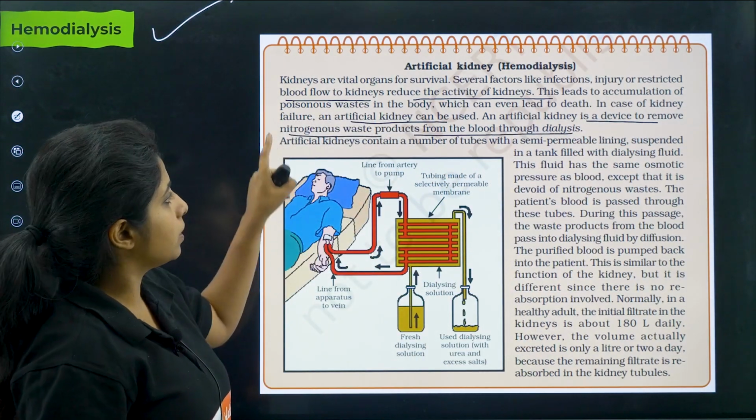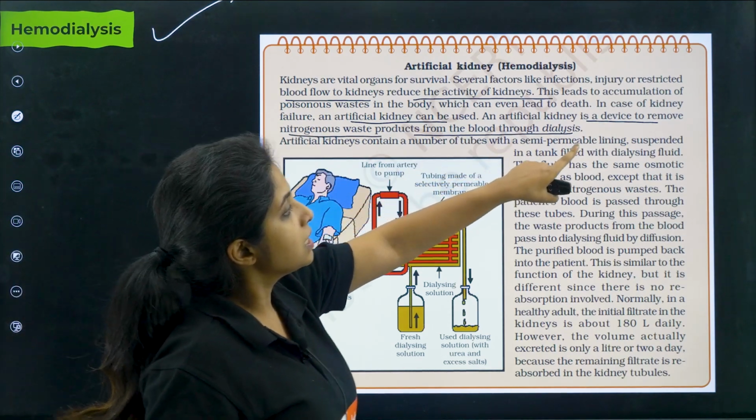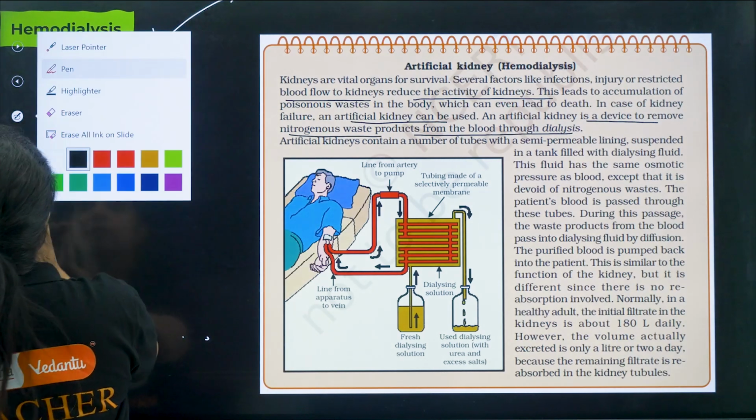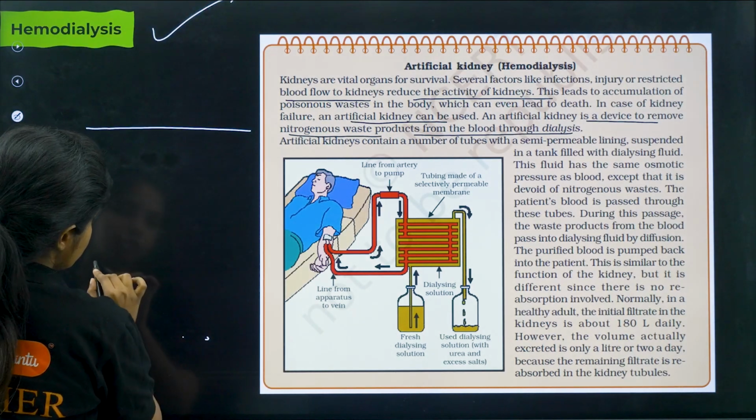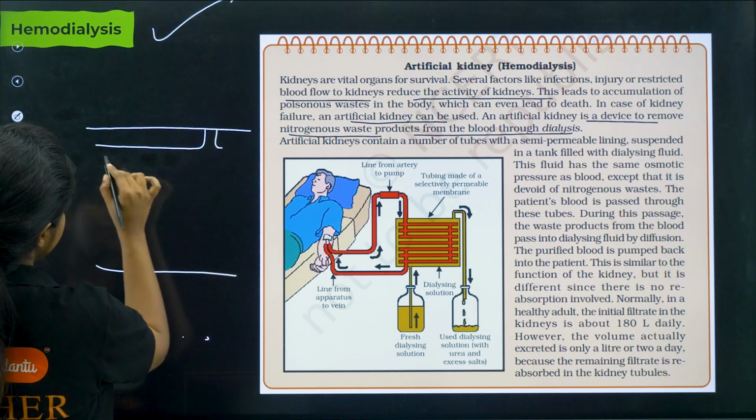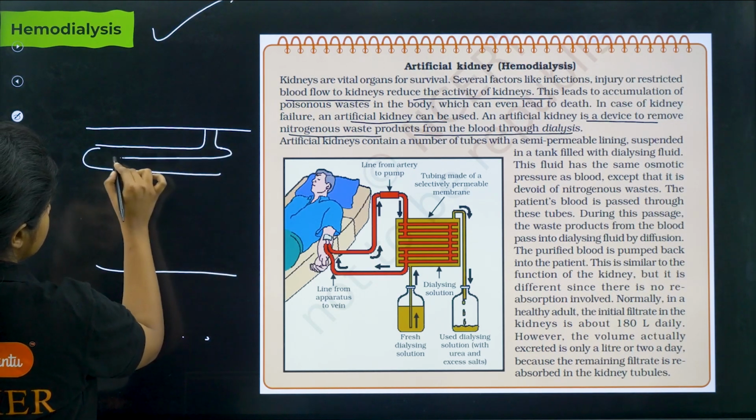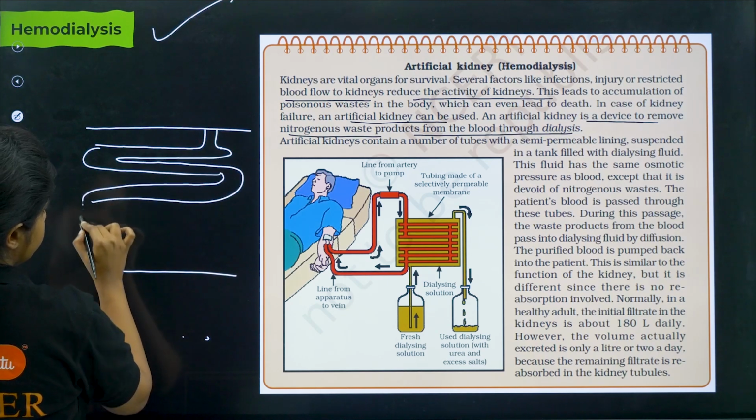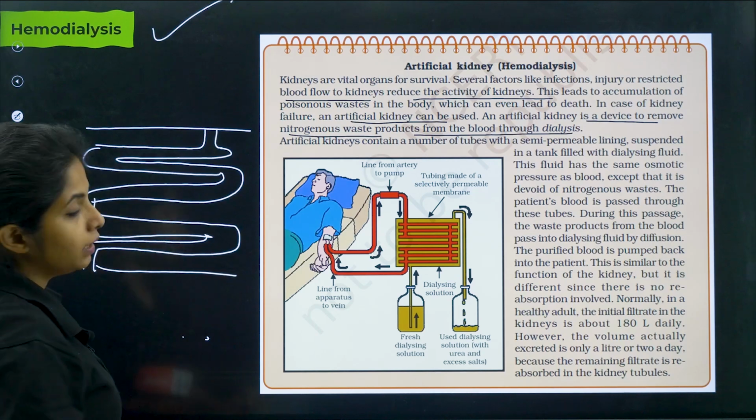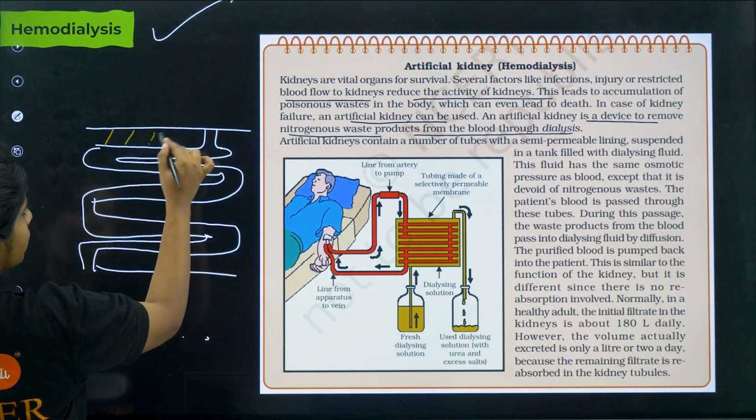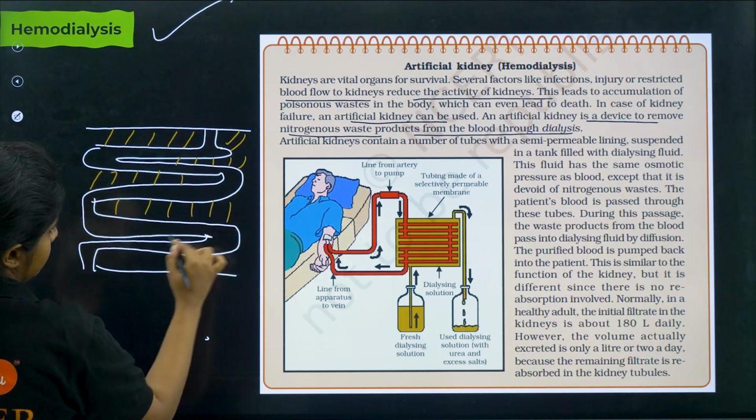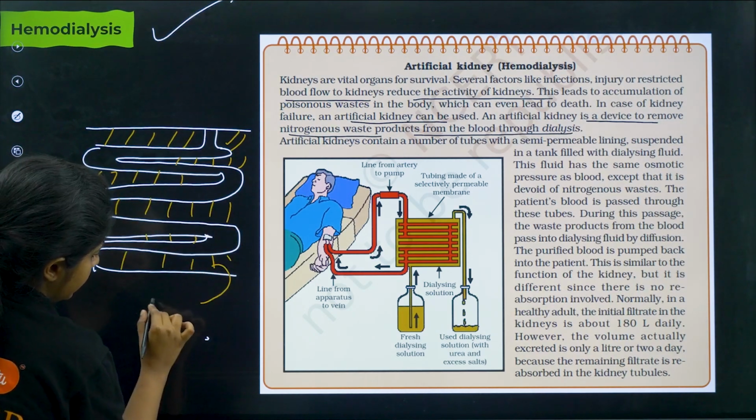So, what is being used over here? Artificial kidneys contain a number of tubes with a semi-permeable lining suspended in a tank filled with dialyzing fluid. So, just listen to me carefully. Over here, there is a machine like this where I have so many tubes, my dear children. Okay, now there is a fluid around here which is known as dialyzing fluid.